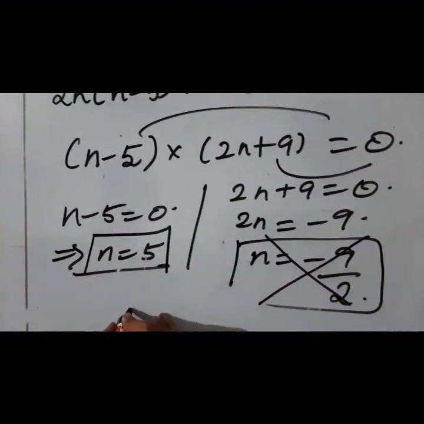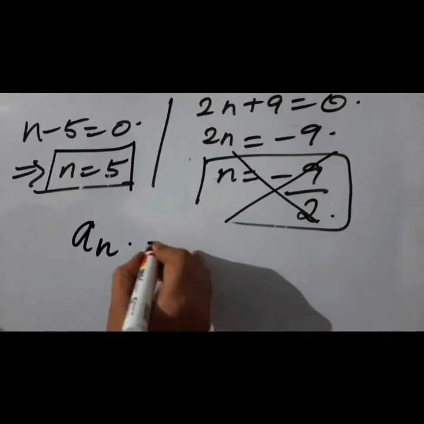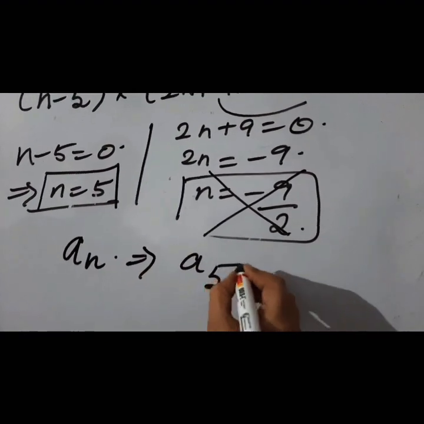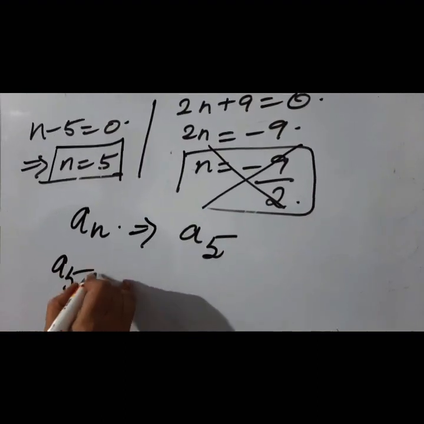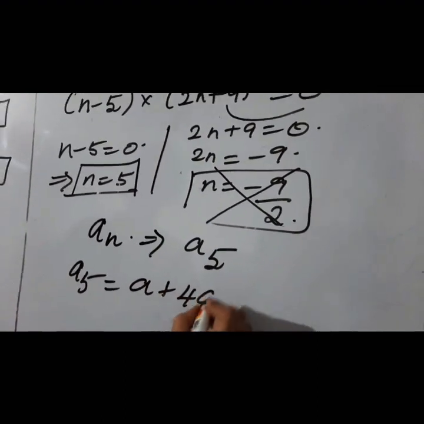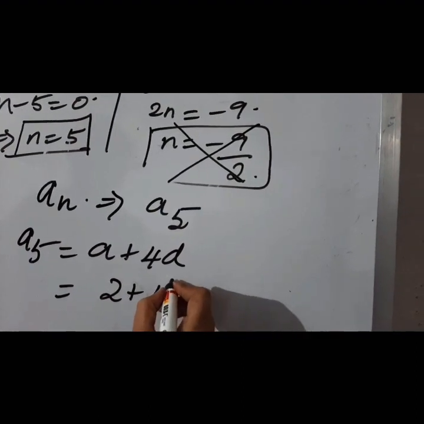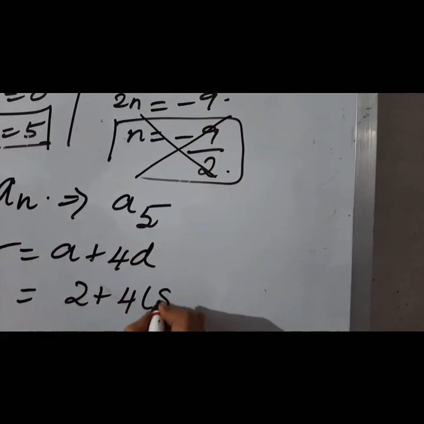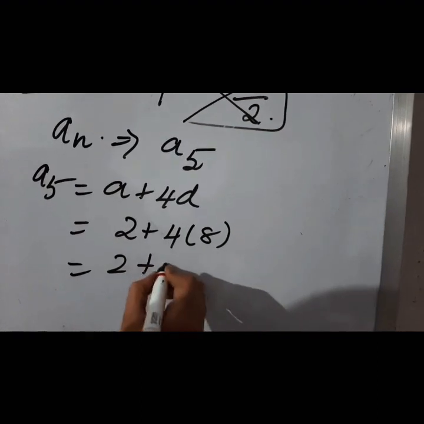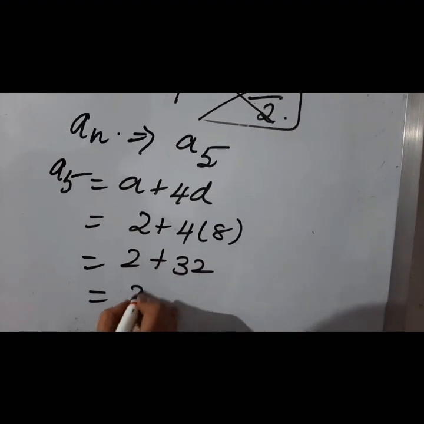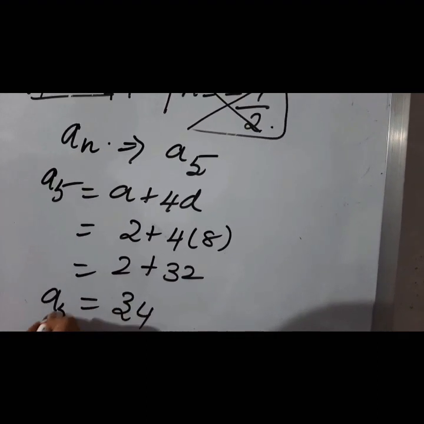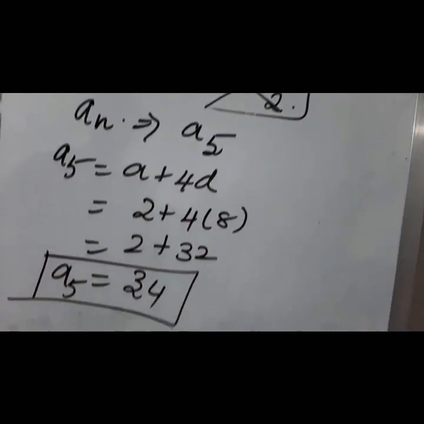Then we need to find out the value of an. What will be an then? A5. How will we calculate A5? A plus 4D. What is the value of A here? 2. What is the value of D here? 8. 2 plus 32, which is equal to 34. We found A5 is equal to 34.